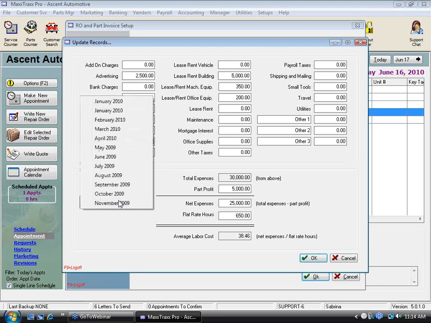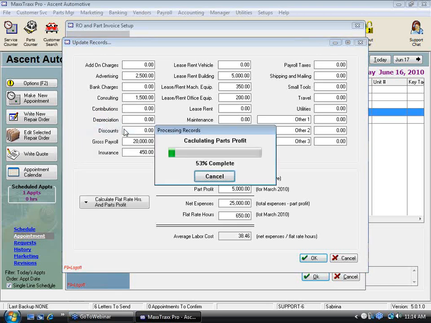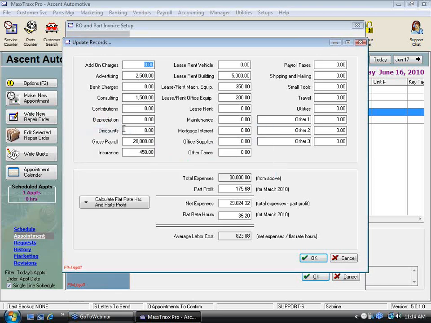What the system does, it will grab all that information and say, well, looking at the amount that you actually spent in your company from March of 2010, we're going to come up with our own number. Now, you've got to remember this is a demo version for me, but this is saying it's going to come up with its own average labor cost. So look, in my demo system, I've only billed out this many flat rate hours. Let's hope that there is no shop out there that would only bill 36 hours in a month.